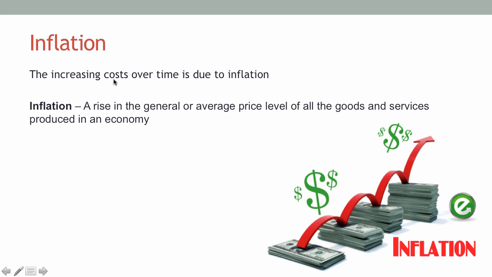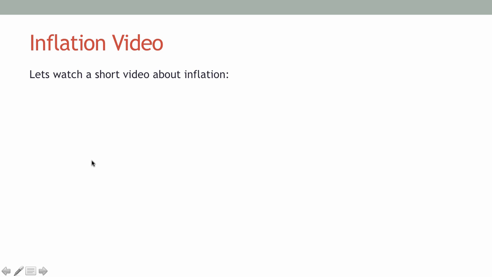The increasing costs over time are due to what we call inflation. Inflation is defined as a rise in the general or average price level of all the goods and services produced in an economy. Over time, things usually tend to cost more, and we want to track, well, how much more does it cost? And that's inflation. We want to keep track of that. So we're going to watch a little short video introducing you to more about inflation, and then we'll come back and go over some math here.